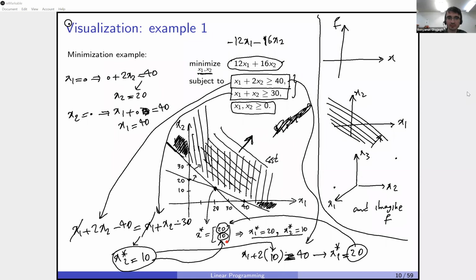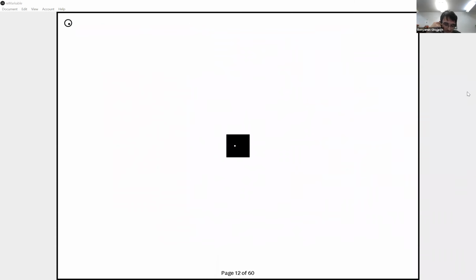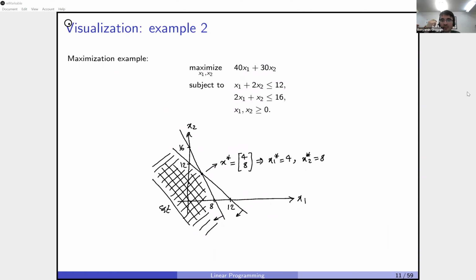I can write it in the vector form. This is a solution, right? So this is the way that we should solve using visualization. We have some other examples, and then we will go to the simplex algorithm. But before that, let's have a break and come back at 8:35.